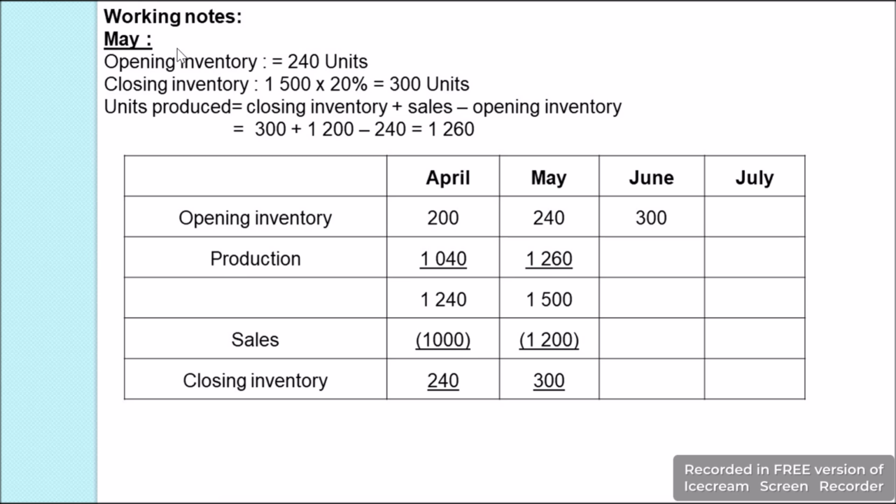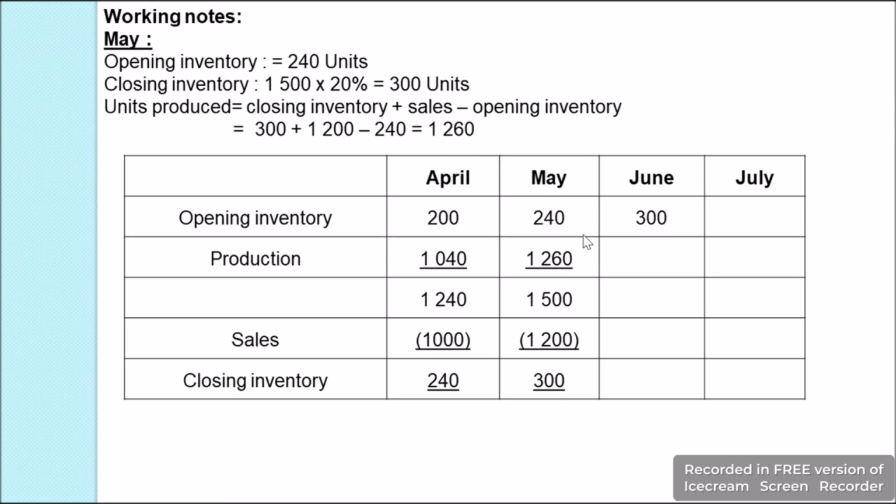Now in the month of May, we know the opening inventory is 240 units. The closing inventory will be 20% of the sales of June, which is 1500 times 20%, which will be 300 units. The units to be produced will be equal to the closing inventory, which is 300, plus the sales of May, which is 1200, minus the opening inventory, which is 240. So we get the units to be produced as 1260.